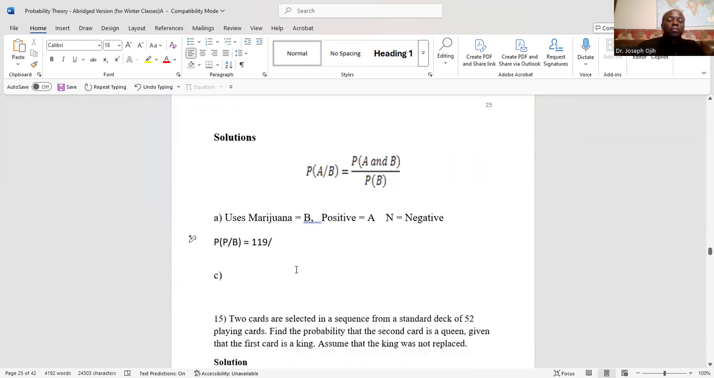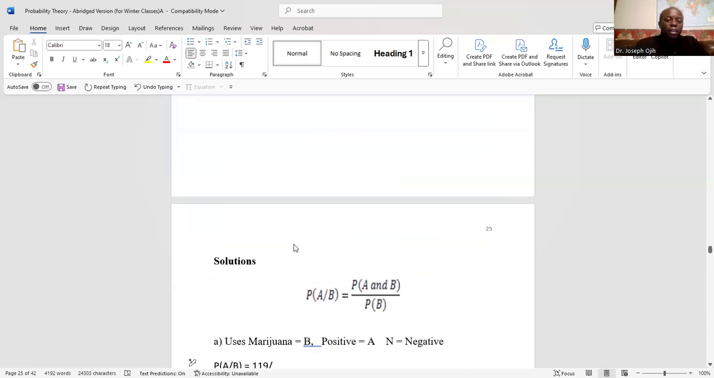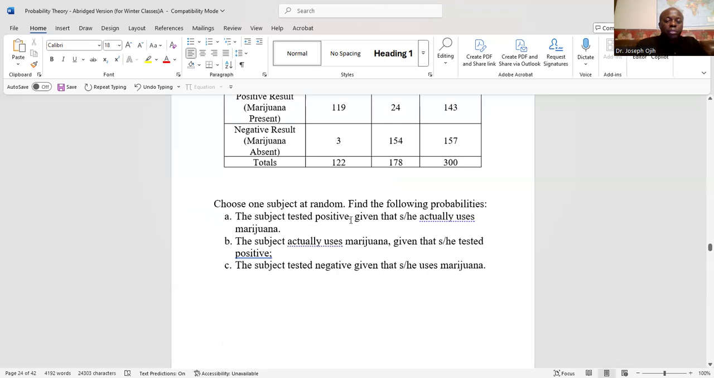Oh, positive is A. It's my mistake. Positive is A. I'm using A for positive. Tested positive, given that he or she uses marijuana. So A is for positive, B for uses, and then N is for not using marijuana. Okay, good. So the subject tested positive, given that he or she.